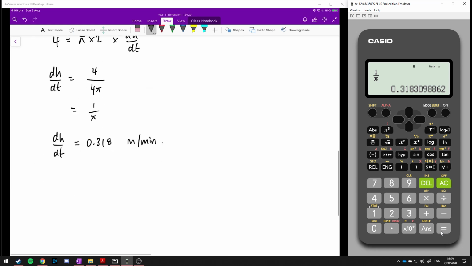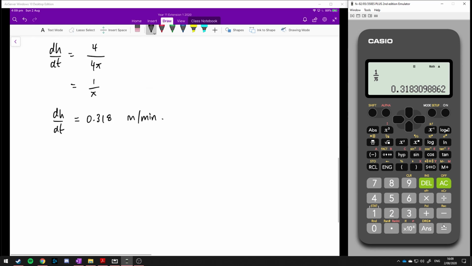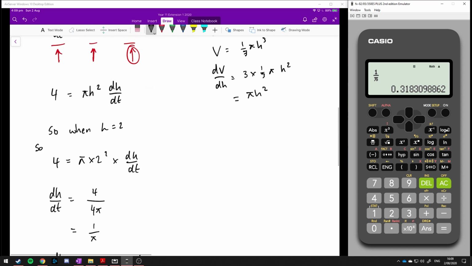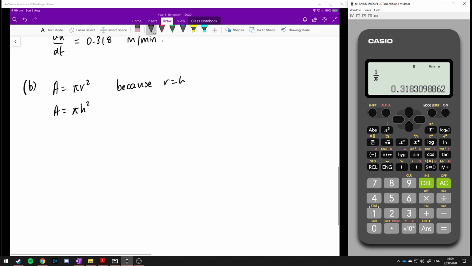So our circle's base area, part B, is equal to pi r squared. And because r is equal to h, this is the same as writing A is equal to pi h squared. Now remember, we want to keep it h because we're doing dh/dt in our chain rule.